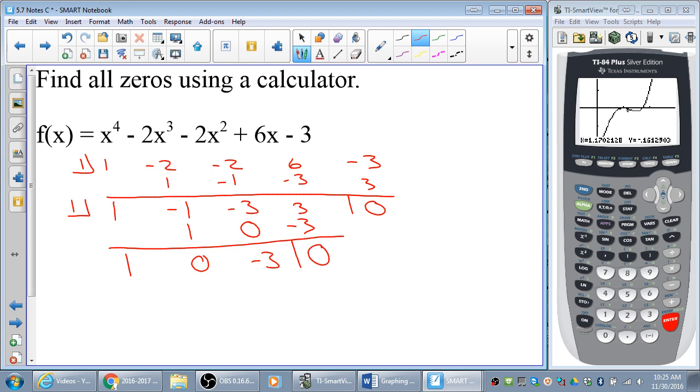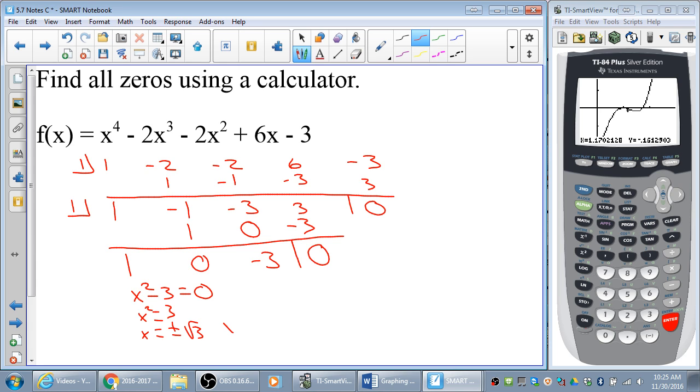We knew that because it bounces off the x-axis. It doesn't cut through when it's graphed. So this counts twice. So we have x squared minus 3 equals 0. We're going to add the 3 over. So x equals plus or minus the square root of 3. Now it's not an i. It's not imaginary. It's real.